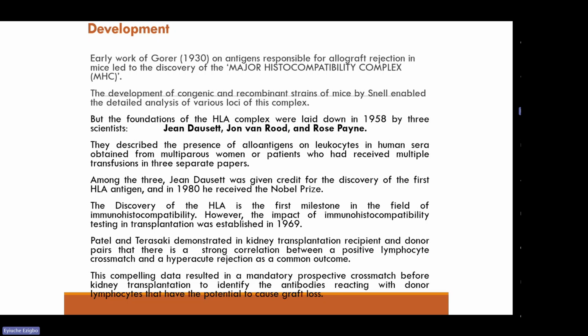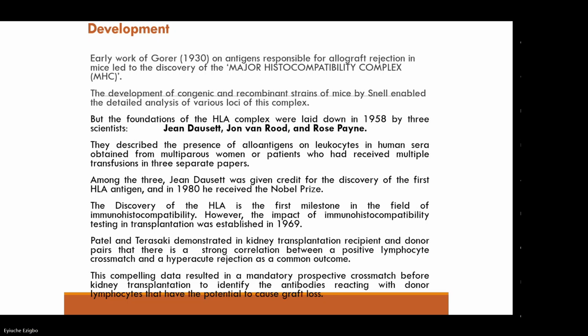Among the three, Jean Dausset was given the Nobel Prize for the discovery of the HLA. They discovered the alloantigens on the leukocytes of women who had been pregnant previously, or people who had received multiple blood transfusions. They observed these alloantibodies and alloantigens on their leukocytes.